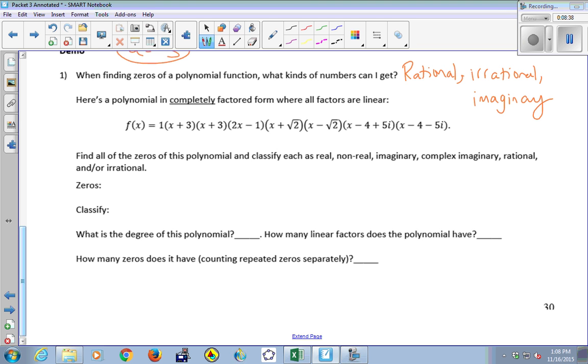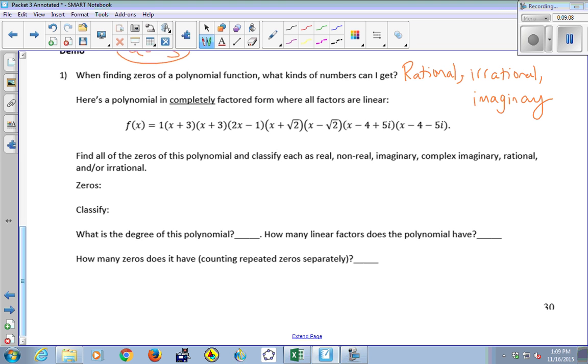So here's a polynomial in completely factored form. Every factor is linear, right? So my exponents on my x's are all ones, right? So that's what I mean by linear. Every factor's exponent is a 1. So I want to find all the zeros of this polynomial and classify each one. Real, non-real, imaginary, complex, rational, or irrational.